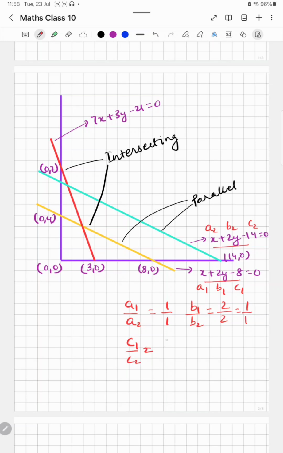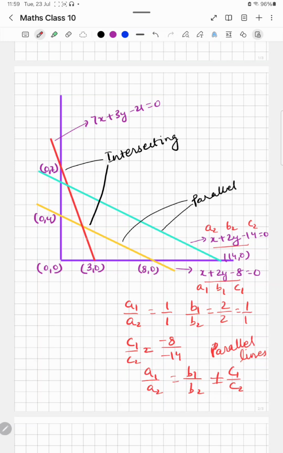is equal to minus 8 by minus 14. So these two are equal, but c1 by c2 is not the same as this. So a1 by a2 is equal to b1 by b2, which is not equal to c1 by c2. So these are actually parallel lines. Okay, so we can observe it from here.